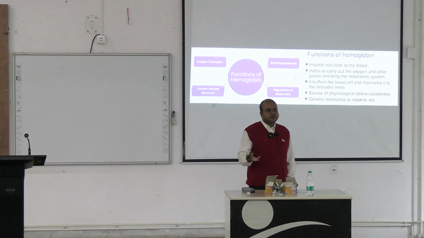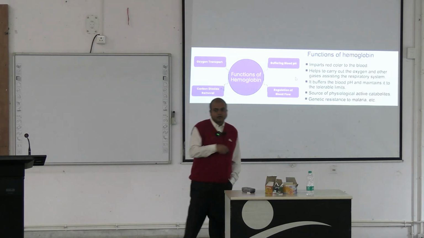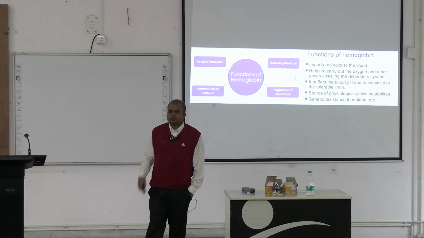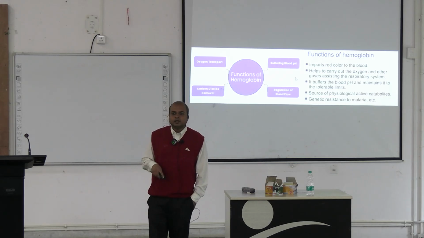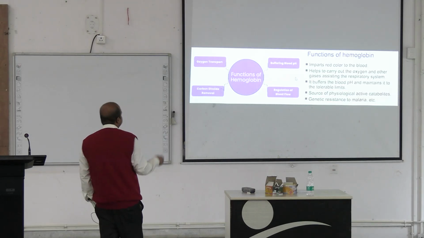You may think 7, 8, it is a small difference, but actually pH is a very sensitive thing. It has to be maintained within very narrow limits. There are other buffers we will talk of in the subsequent physiology classes, but hemoglobin is the most abundant single buffer. Singly, it is acting as a buffer.